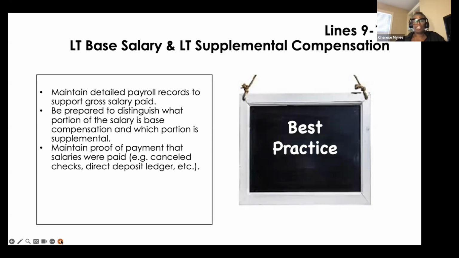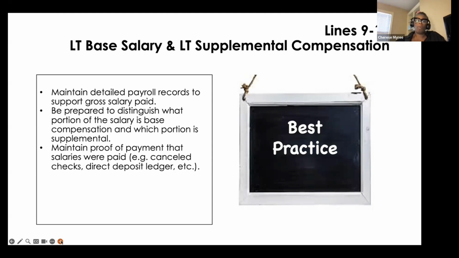So there may be some changes to the reconciliation, but as it stands right now, the base salary and the supplemental salary are reported on separate lines. And so in order to know which is which, you have to track it, right? In all cases, you want to make sure that you maintain proof of payment that salaries were in fact paid.